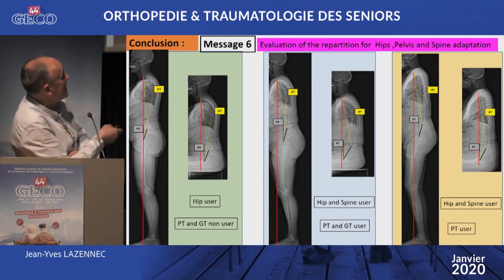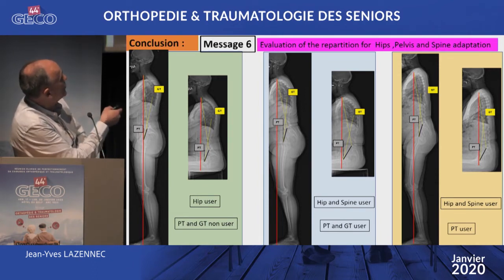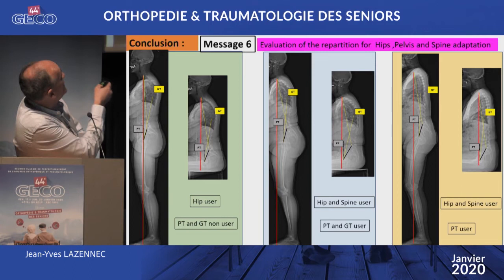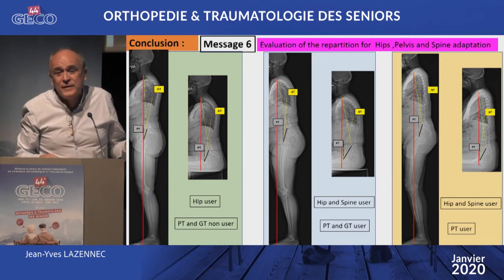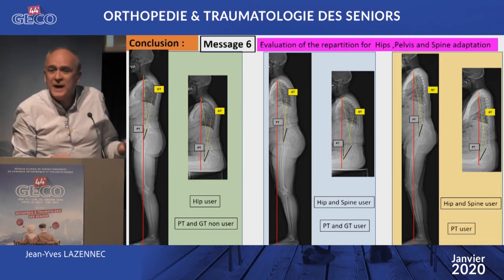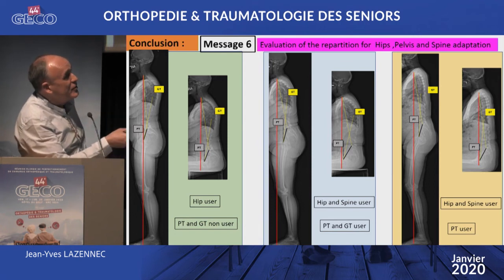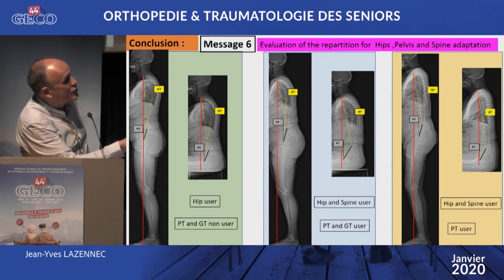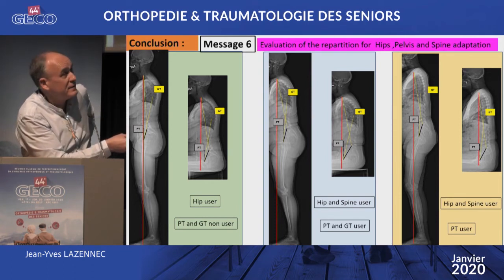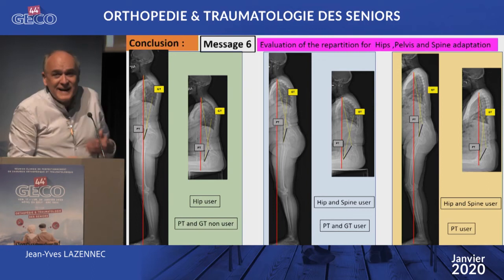Last take-home message: we have to identify those who are hip users versus those who do not use their spine at all. If we go for an arthrodesis, we won't change anything to these mechanisms. But for those patients who are using both their hip and the spine, that is the pelvic tilt, and they will be a GT user, an arthrodesis in this patient may result in a disaster.